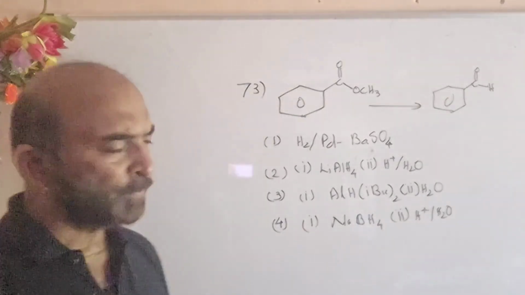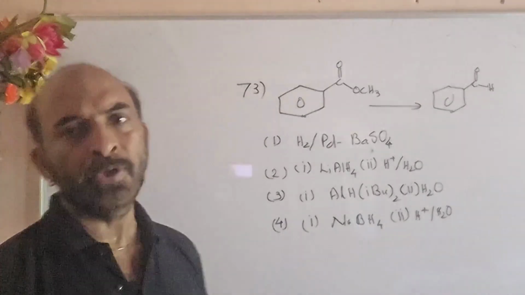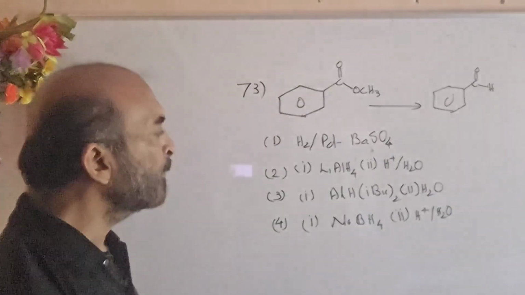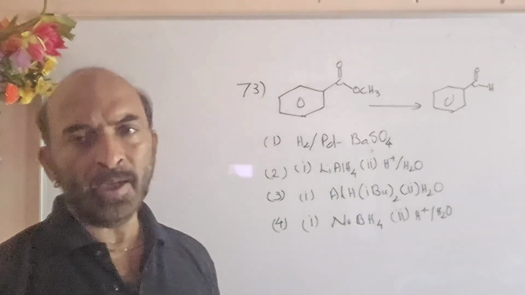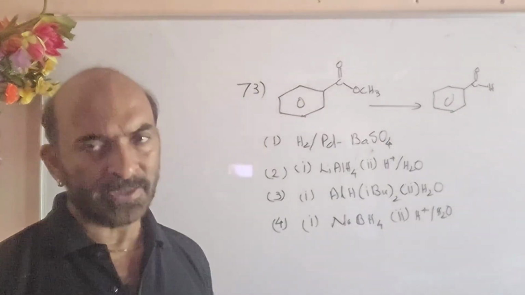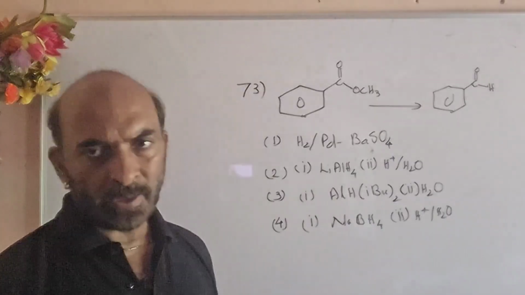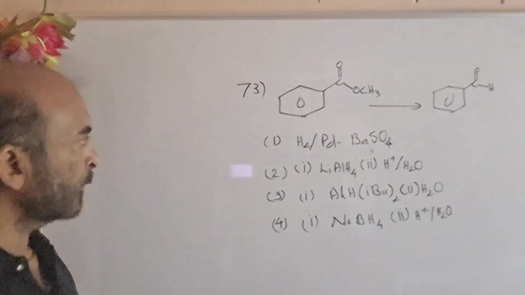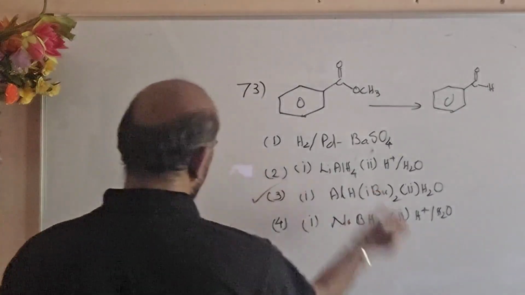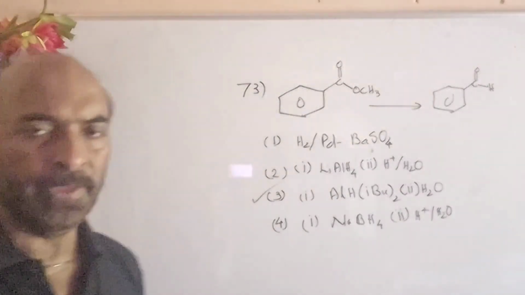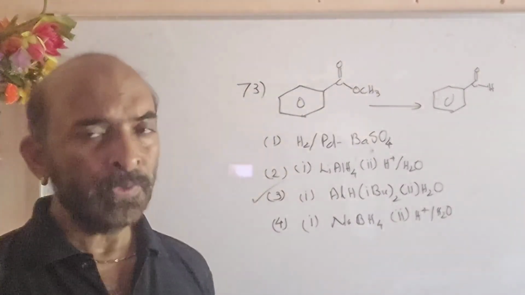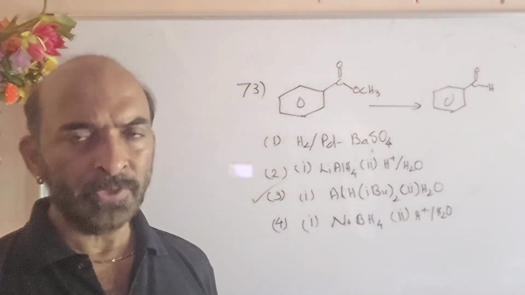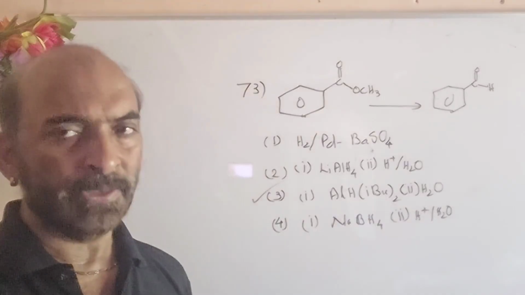Even in our textbook, esters are mentioned to be reduced to aldehyde using diisobutyl aluminum hydride, that is DIBAL-H, then treating with water. So without any confusion, 3 is the answer here. Okay, ester to aldehyde, aromatic ester to aromatic aldehyde in this case.